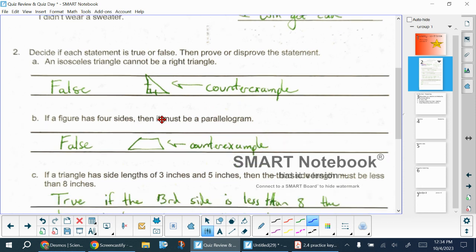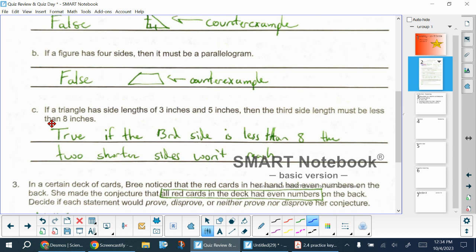If a figure has four sides, it must be a parallelogram. That is false, because I drew one that's not a parallelogram. That's a trapezoid. C is a little harder. If a triangle has side lengths of 3 inches and 5 inches, then the third side must be less than 8 inches. That one is true.